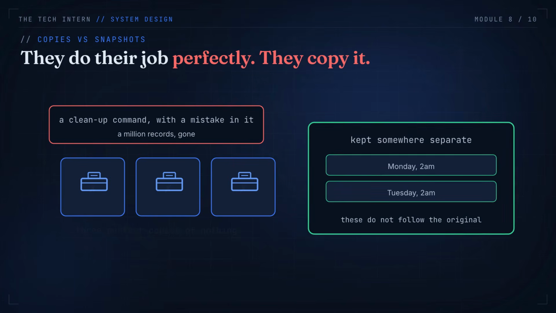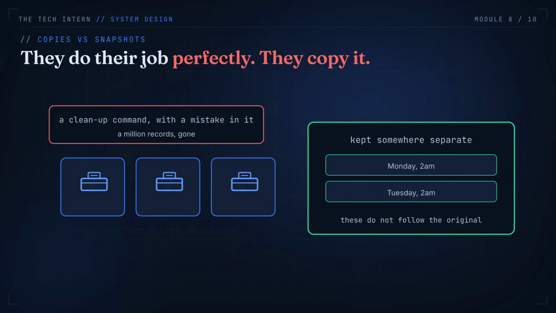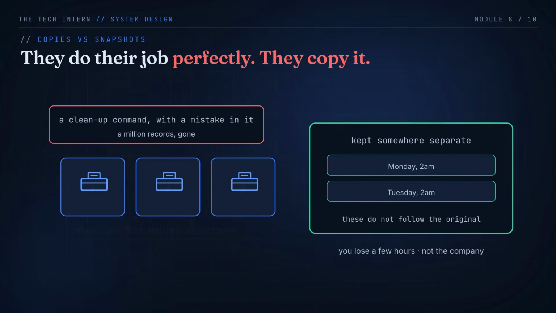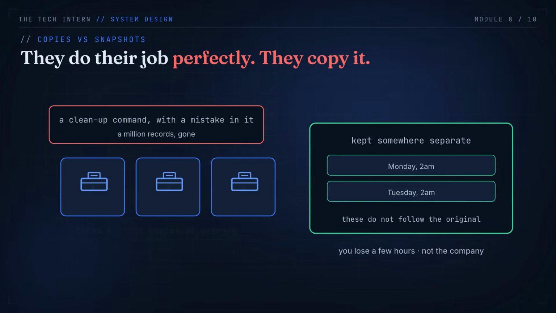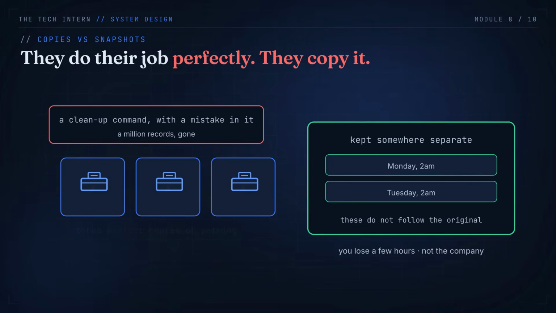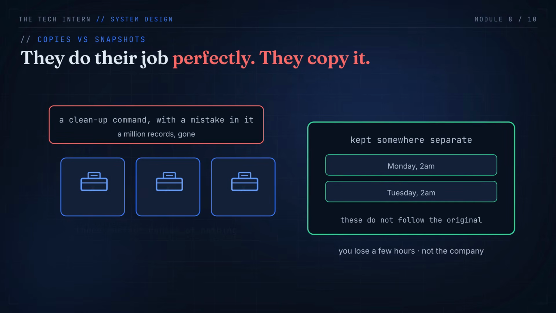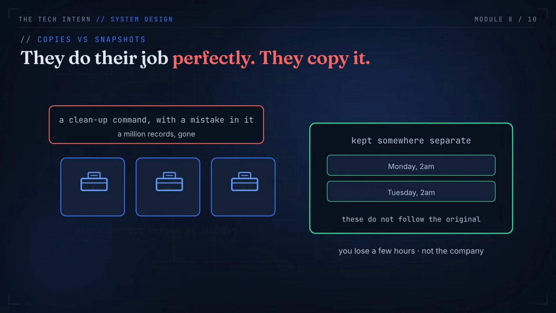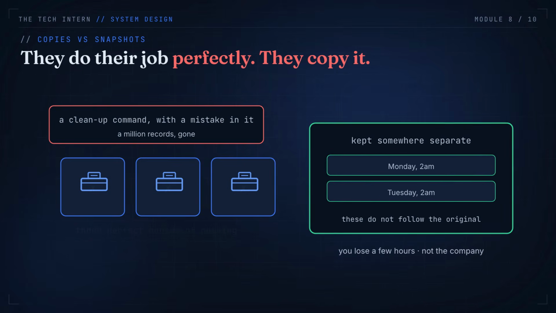What protects you from that is a backup, a snapshot of the database taken at a point in time and kept somewhere separate that does not follow the primary. Someone wipes the data on Tuesday afternoon, and you restore Tuesday morning's snapshot. You lose a few hours. You don't lose the company. Replicas are for availability. Backups are for mistakes. They are not the same tool, and having one does not give you the other.